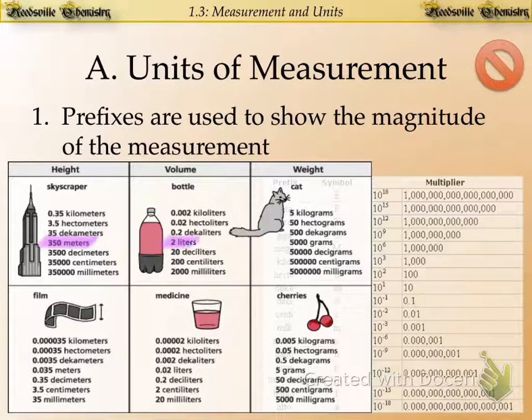A 2-liter soda, that's pretty visible to us. Okay, a cat's about 5 kilograms. Film, which none of us use anymore because everything's digital, but the old film was usually 35 millimeter film. If you're giving medicine to somebody, 20 milliliters, or as we know, 20 cc's, right? 20 centimeters cubed. Or a pair of cherries is about 5 grams.